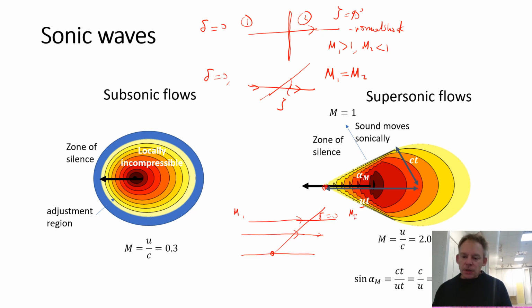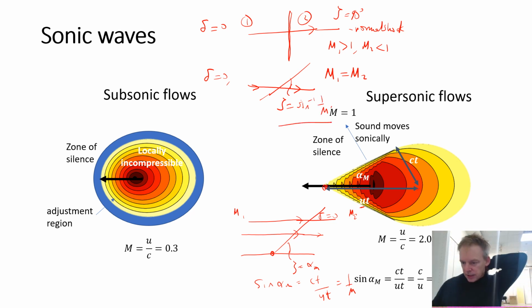The angle here is quite important. We give it another symbol. Theta is alpha m, and the sine of that angle is simply ct over ut, which is 1 over Mach number. So the shock angle in this particular case is arcsine 1 over M. We're going to make use of that in our next bit of analysis.